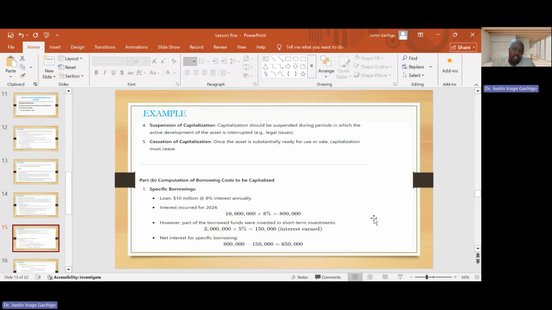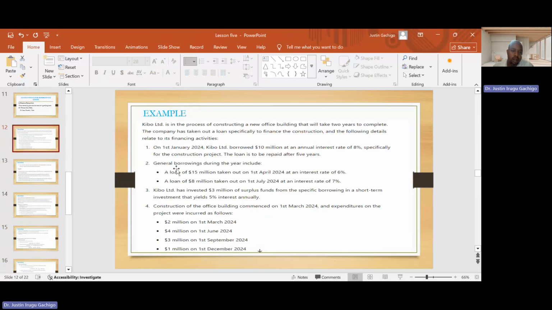Then let us do the computation of the borrowing cost to be capitalized. First, we need to work on the specific borrowing cost. A loan of 10 million was taken, and we are told that this 10 million was specifically for the construction project. On 1st January 2024, it was borrowed at an annual interest rate of 8%. The loan is to be repaid after 5 years. So this 10 million was specifically taken for this project.